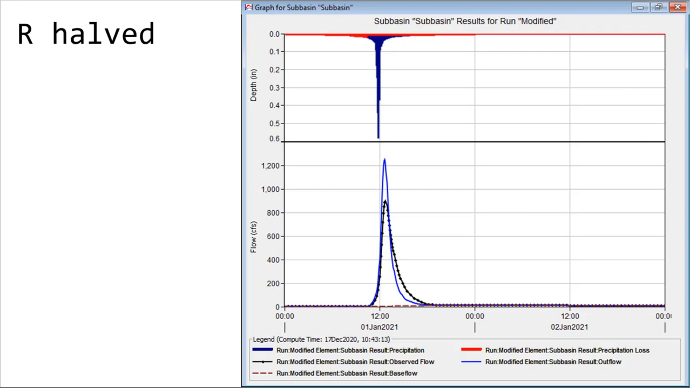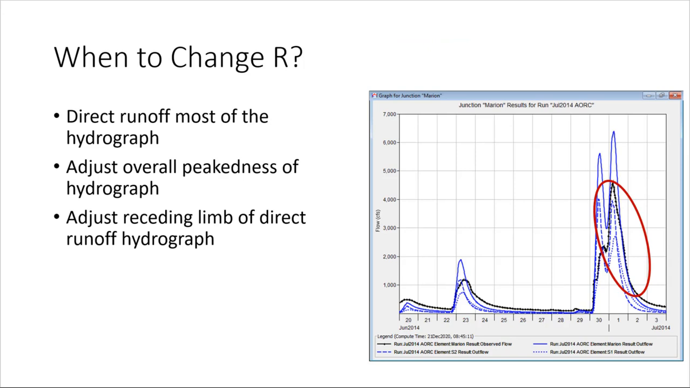On the other side of changes to R, a decrease causes an increase in the peak magnitude of the hydrograph by reducing attenuation. Much of the volume in the receding limb has been pushed into the peak. Shortening R allows you to model flashier watersheds. R is a shape parameter to contrast T sub c, which is a timing parameter.